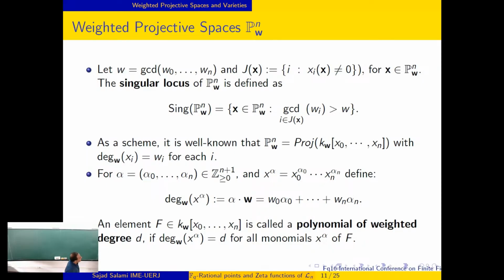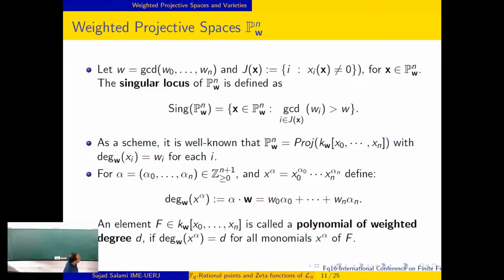Given any weight and any point on the weighted projective space, we define this set, those indices where the point has a non-zero component. Then the singular locus of the projective space is given by this set. So only when we have the usual projective space, this set will be empty. But for other cases, we have a closed subset of the projective space.